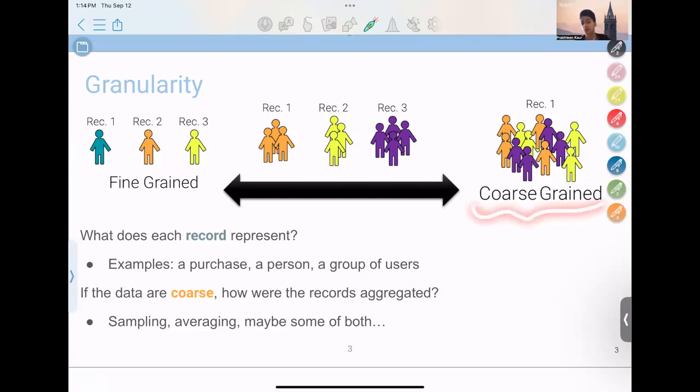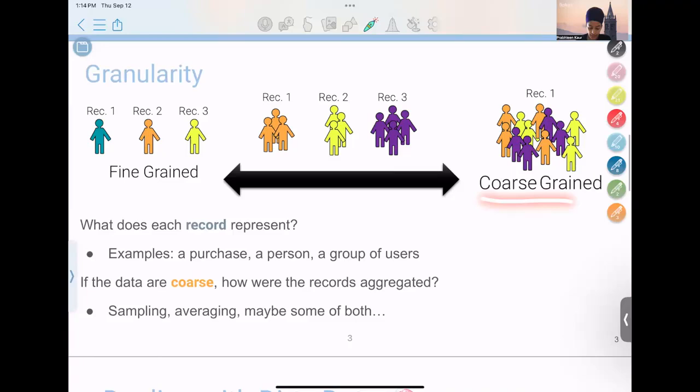If we were going to look at an example of coarse-grained, this could be entire schools now. Each row represents a single school, right? This isn't an aggregation of many students, right? Many grades, 6th grade, 7th grade, 8th grade, for example. And this is something that you'll be asked to notice and identify: what the granularity of a data set is. So we just want to know, what does each row represent, whether that's a person, a purchase, a group of users. And if the data are coarse, right, how did they aggregate the records? Did we take the average of all the students' grades? Did we take the median, mode? So it's important to think about that as well.